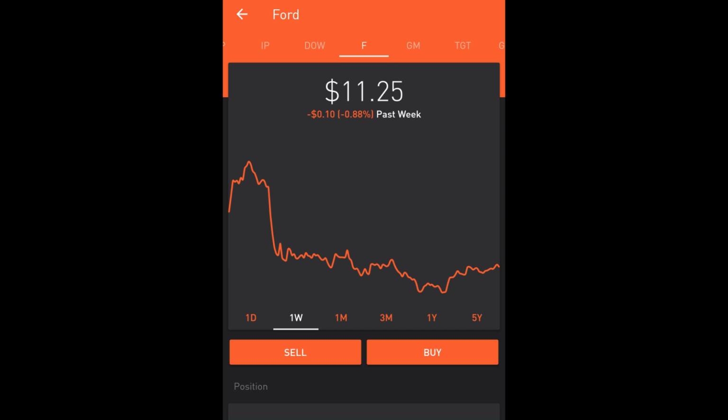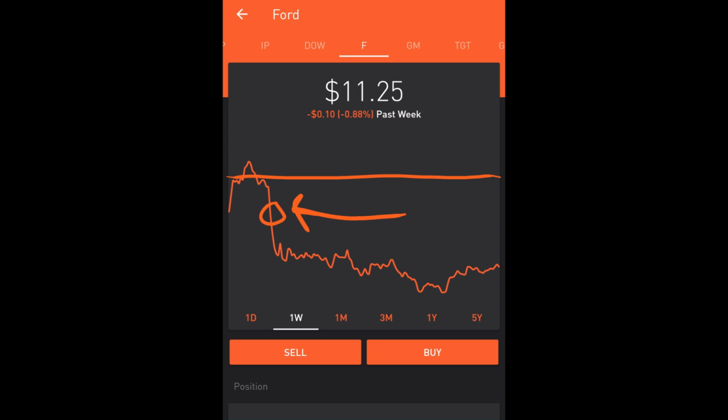So what you can do is put that order in here, and it won't sell right away, because if you would normally put a limit order in and you put a price in below whatever the stock price is, it'll immediately execute. You don't want that to happen. You're basically trying to protect yourself.